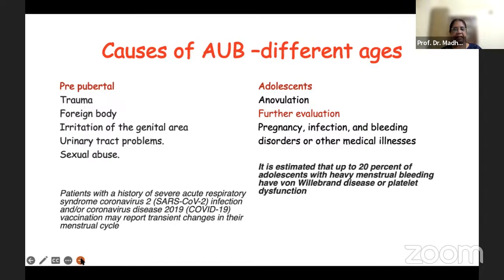Pregnancy, infection and bleeding, there can be other medical illnesses also. Now, sometimes when patients during adolescence present with heavy menstrual bleeding, up to 20% of them may have von Willebrand disease. So this should be looked into, or also any platelet dysfunction. Another point to be noted is any patient with a history of severe acute respiratory syndrome, that is SARS-CoV-2 infection, anyone who had the infection or who had the vaccination, many have reported transient changes in their menstrual cycle. And I think we all have seen this in our practice.